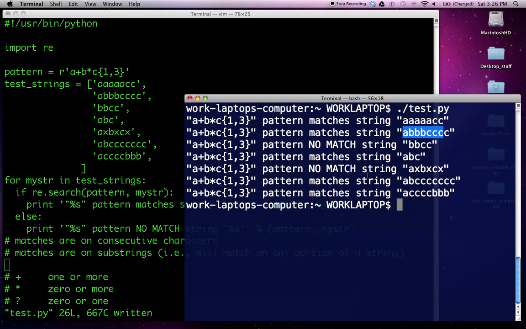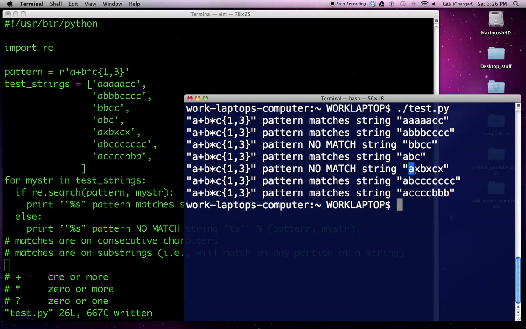Okay, next one. One or more A's followed by zero or more B's followed by between one and three C's. Well, there was no A here, so no match. How about ABC? Well, it does match. Why? Because there's one or more A's followed by zero or more B's, of which we found one, followed by one to three C's. Yes. How about this one? Well, we have an A and a B and a C. That should match.